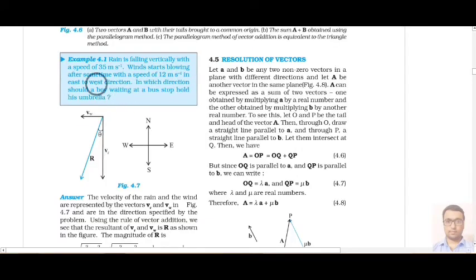Now with the help of this principle, we will try to solve this question. Rain is falling vertically with a speed of 35 meter per second. Wind starts blowing after some time at a speed of 12 meter per second in east to west direction. In which direction should a boy waiting at a bus stop hold his umbrella?